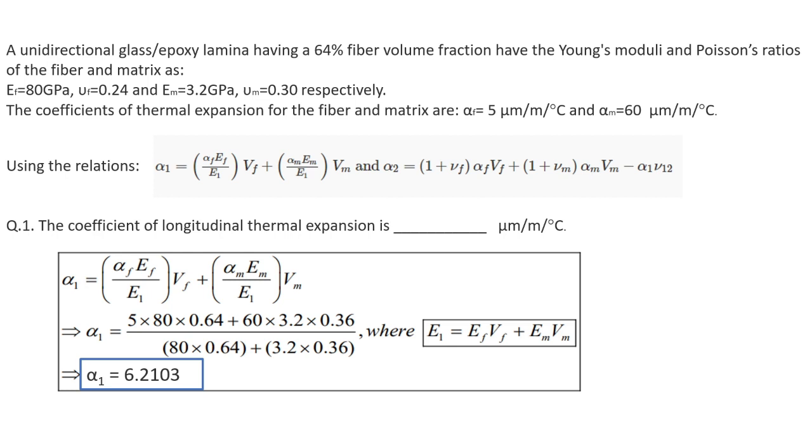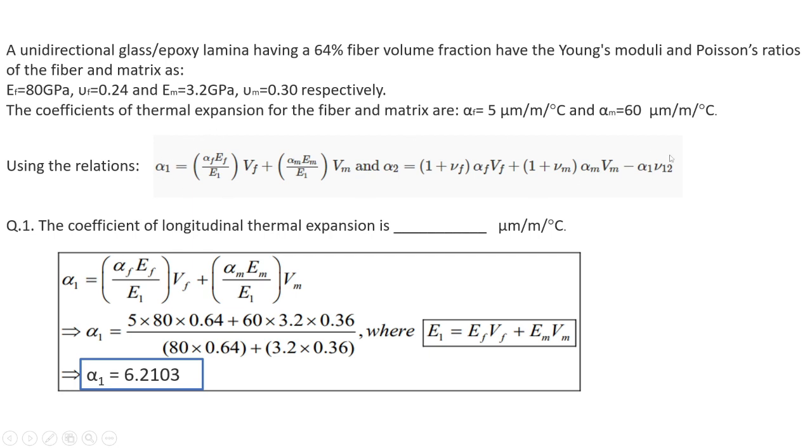Using the relation that is given, how to solve for alpha 1 equal to alpha F EF by E1 into volume fraction of the fiber plus alpha M EM by E1 into volume fraction of the matrix. To find the alpha 2, that is the transverse direction, what will be the coefficient of thermal expansion for the whole composite? The equation is 1 plus mu F into alpha F VF plus 1 plus mu M alpha M VM minus alpha 1 mu 12.